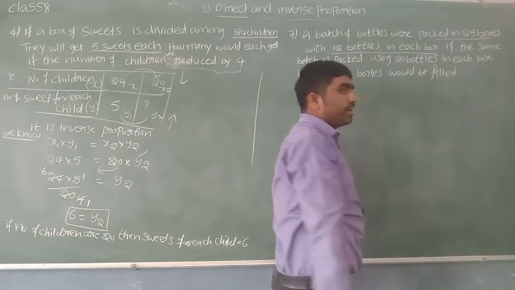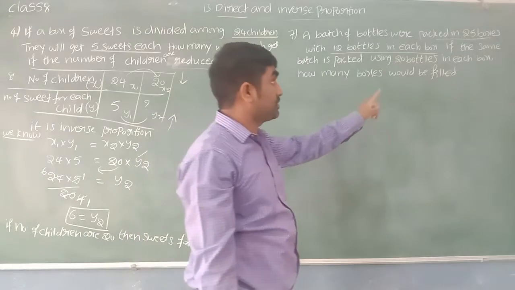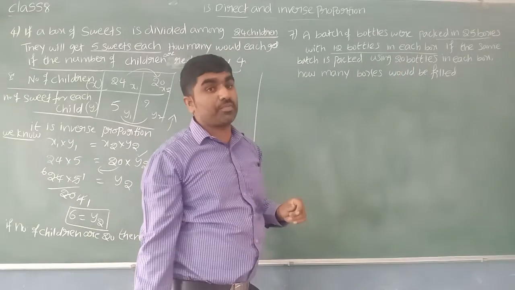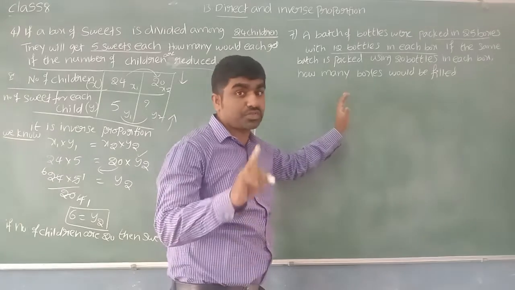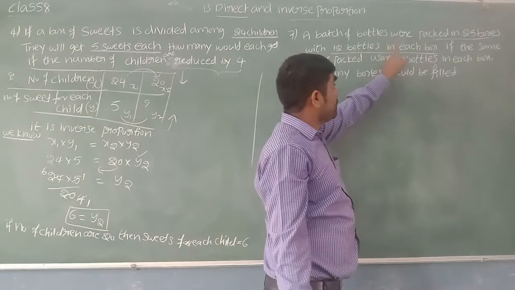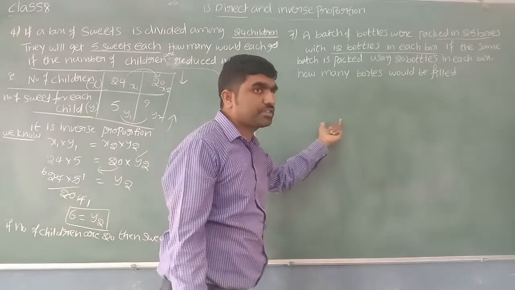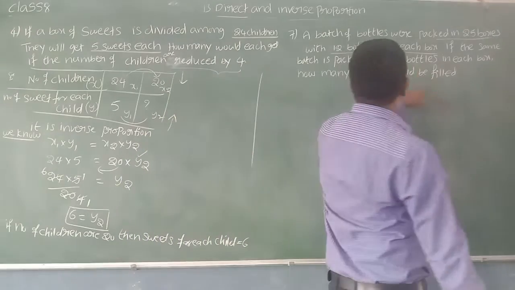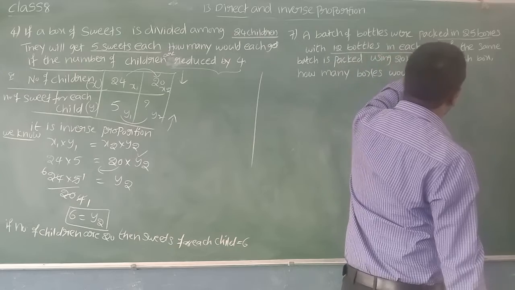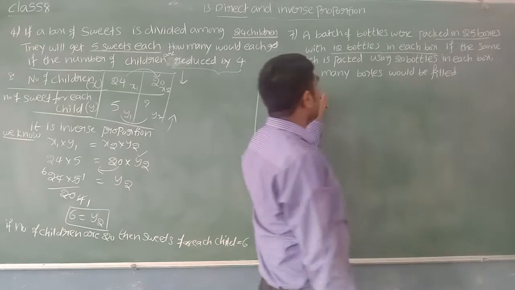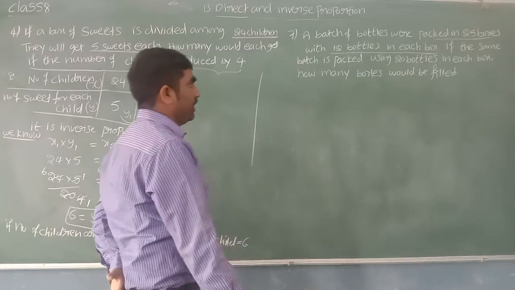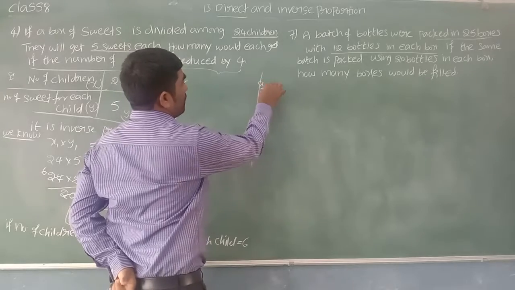Here we can see immediately what the two quantities are. How many boxes? 25 boxes. Number of boxes is the first quantity. How many bottles in each box? 12 bottles. The number of bottles in each box is the second quantity. If the same batch is packed using 20 bottles in each box, how many boxes would be filled?